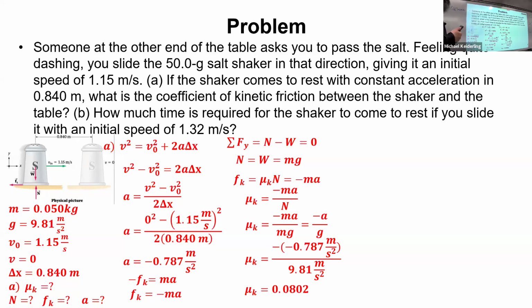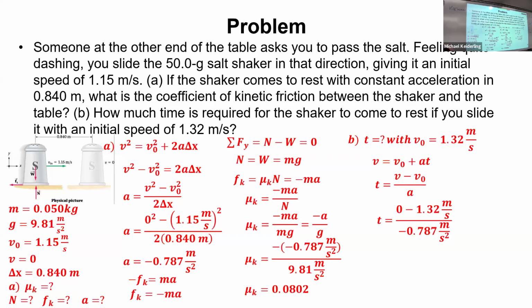Now we want to figure out how long it takes for the shaker to come to rest if we started with an initial speed of 1.32 meters per second. So we want to find time when initial velocity is 1.32 meters per second. Well, velocity is initial velocity plus acceleration times time. So time is velocity minus initial velocity over acceleration. So 0 minus 1.32 meters per second divided by minus 0.787 meters per second squared is 1.68 seconds.